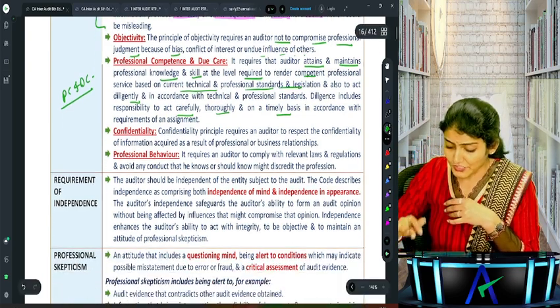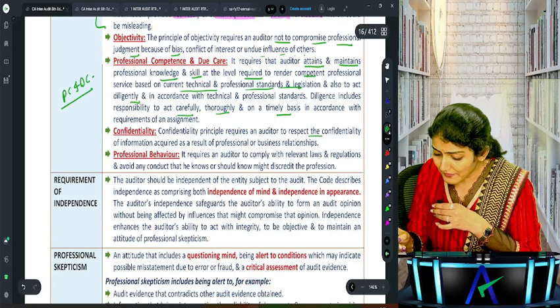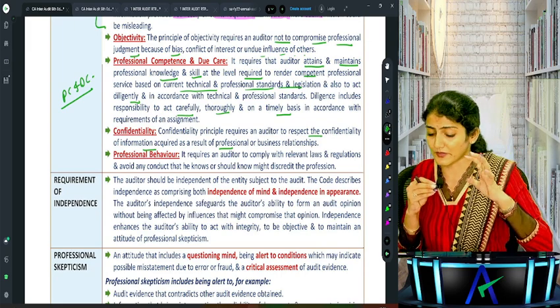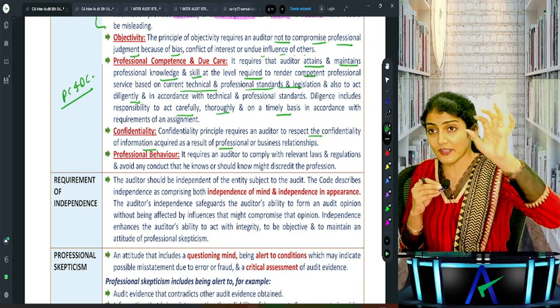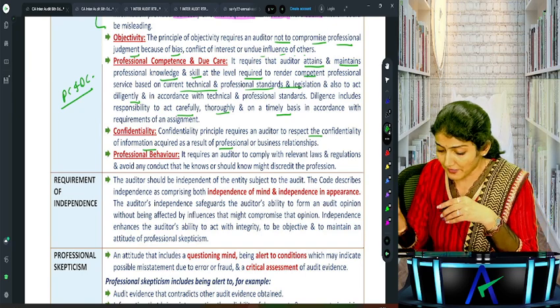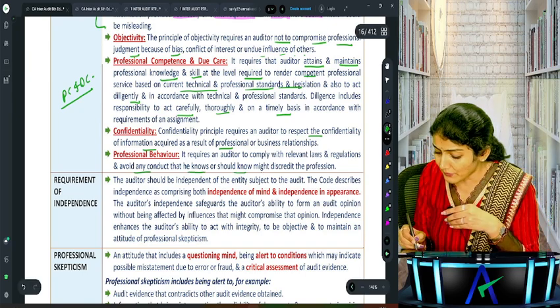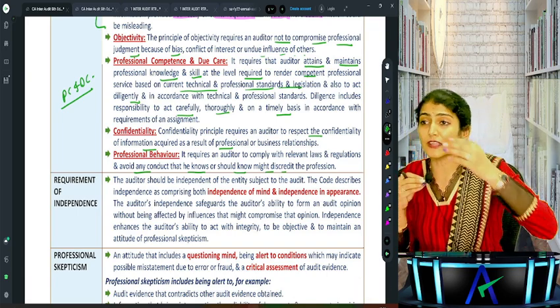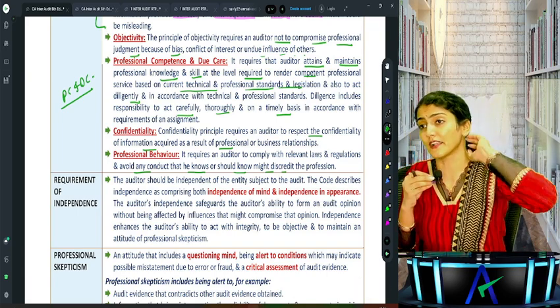Then confidentiality. What does it say? To respect the confidentiality of information acquired as a result of the professional or business relationship. And professional behavior: to avoid any conduct that he knows or should know might bring discredit to the profession. So avoid any behavior which might bring discredit to the profession.